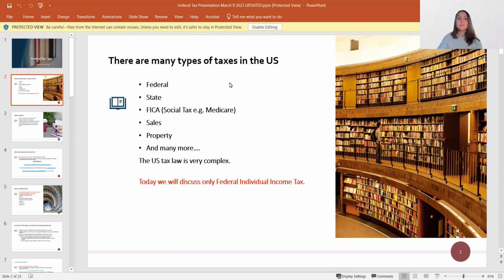Okay, so today we're going to talk about taxes in the US, and we have many taxes in the US, such as federal and state and FICA and sales and property and many, many more. Today, we will only be discussing federal individual income tax. So if you have an income, you will have a tax, and that's what we'll be discussing today.